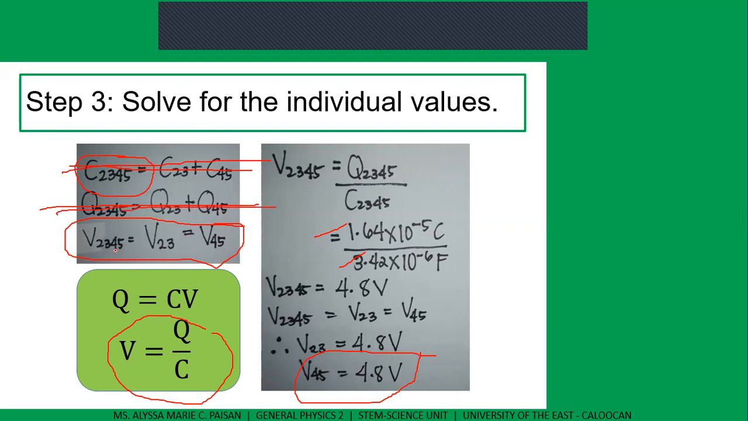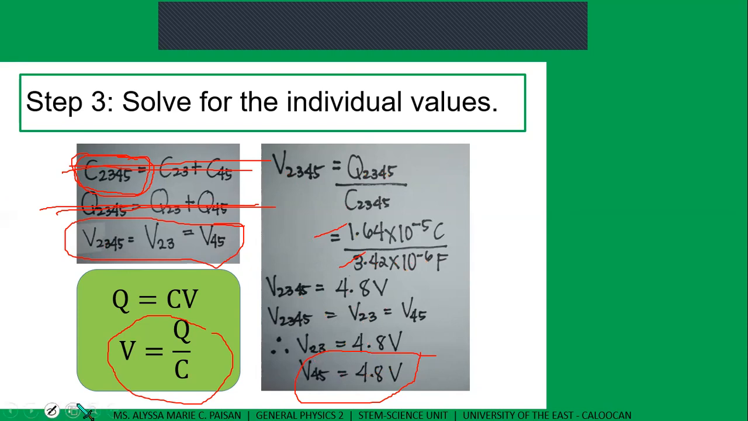Okay? And since wala namang given na V2, 3, 4, 5, we have to solve for it given that we know Q2, 3, 4, 5 previously kasi equal lang naman siya sa Q total. Tapos, meron din naman tayong C2, 3, 4, 5 na na-solve natin on our way to solving the equivalent capacitance of this whole circuit. Okay? Ayan. So, pwede na natin siyang ma-solve. We substitute and then we get V2345 is 4.8 volts.